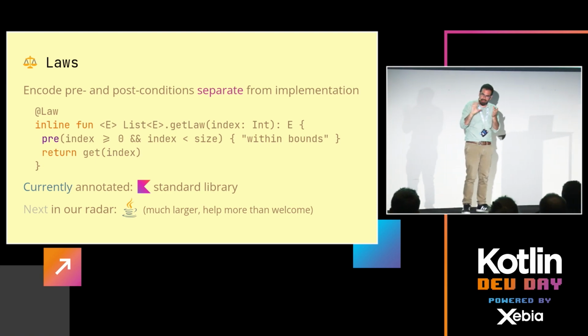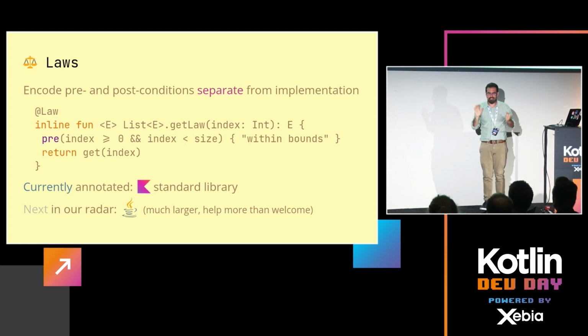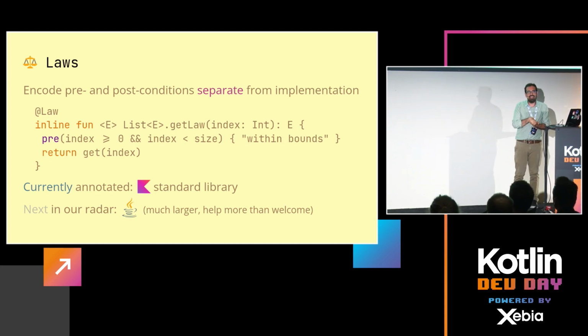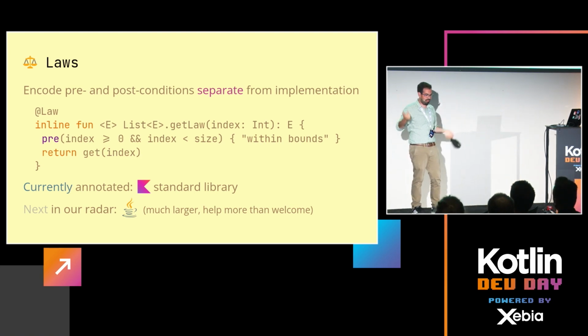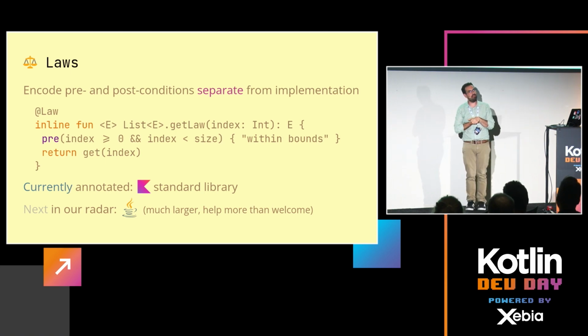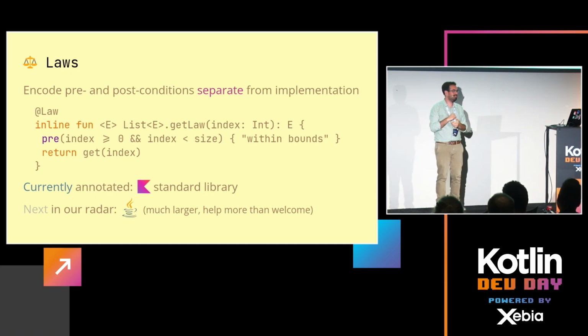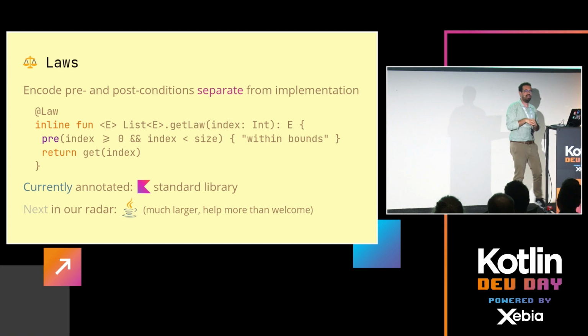We are almost done with the Kotlin standard library, which is small. That's good. We would like to annotate the whole Java standard library, like all the collections and all the files. But yeah, that's way too large. Help is welcome. We are an open source project, so you have nothing to do this evening. That's a good thing. I'm happy to guide you into adding 100, 200 new laws.